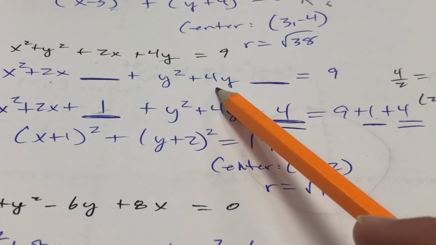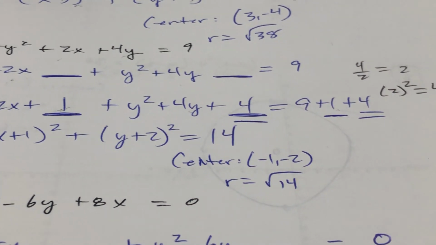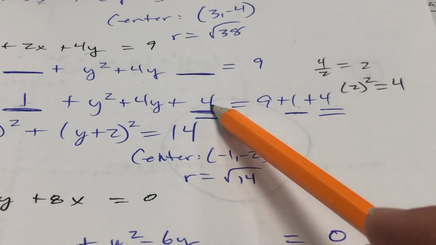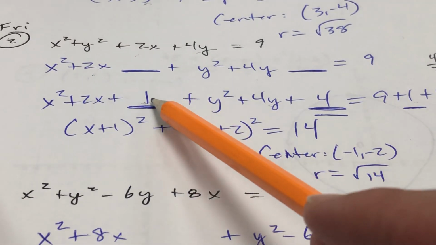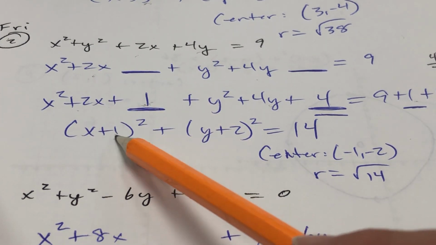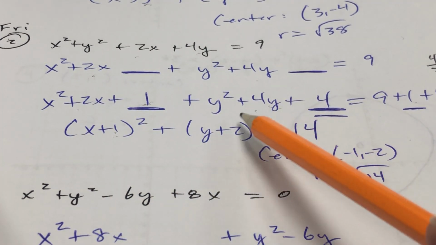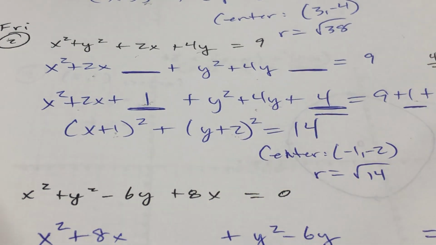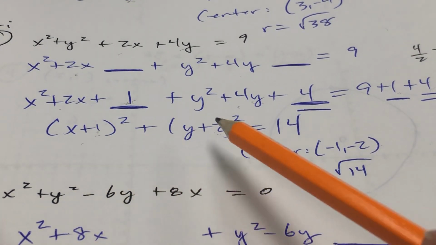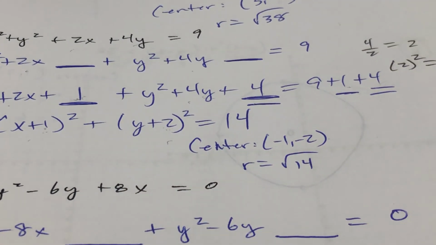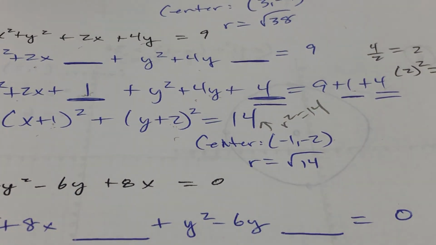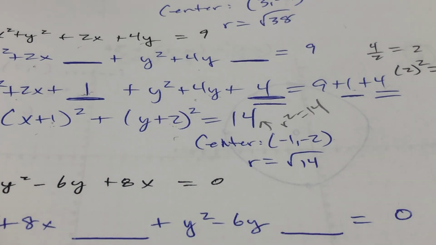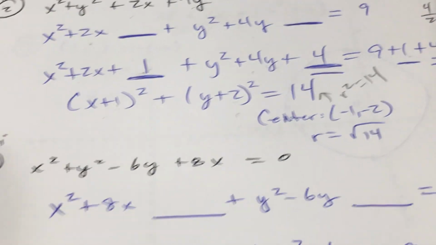Then I take a look at 4y. 4 is the middle term. I take half of 4, and I square it, so I get a plus 4 here, which means I get a plus 4 on that side. What multiplies to 1 and adds to 2? 1 twice. What multiplies to 4 and adds to 4? 2 twice. So the center is negative 1, negative 2. R squared is 14, so R is the square root of 14. Again, we have plenty of time before we take this quiz.